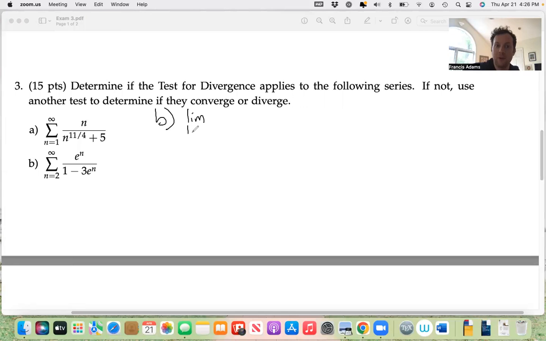And the test for divergence says take the limit of just the sequence. So we have a bunch of other tests, like the limit comparison test, the ratio test, and root test, where you take a limit of something, but the test for divergence is just take a limit of the terms of this series. Don't do anything to it.